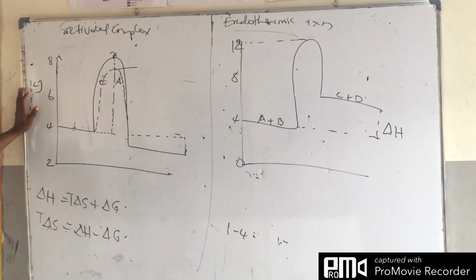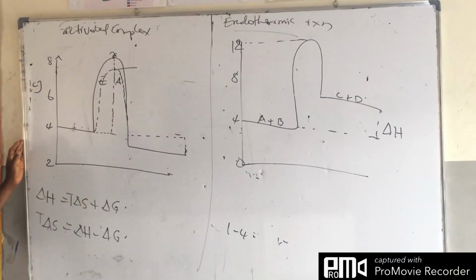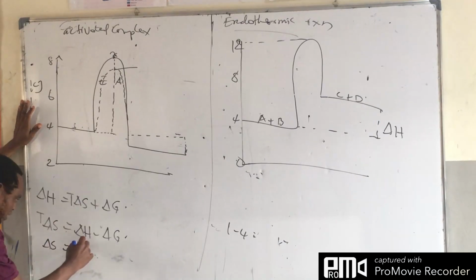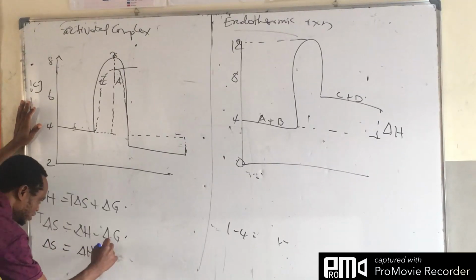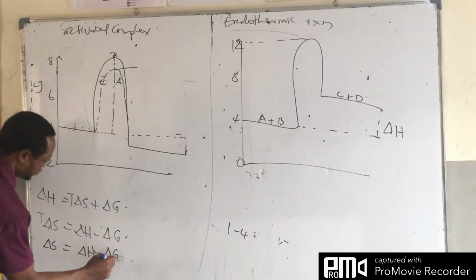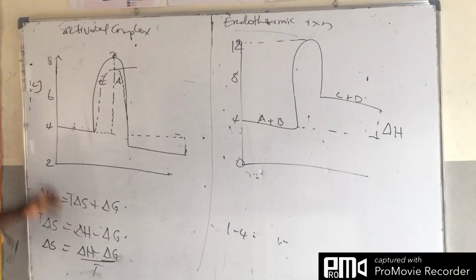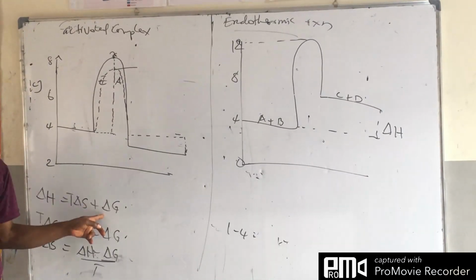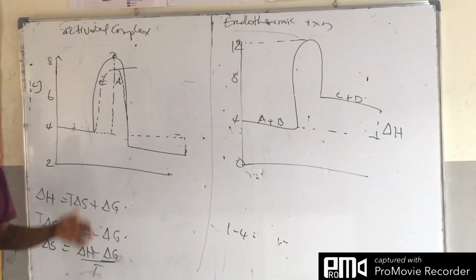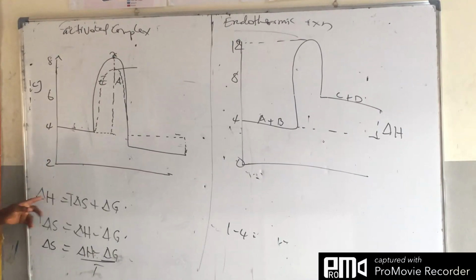If you have to find only the change in entropy, delta S is equal to delta H minus delta G, over T. So that's the formula. With this formula, you can find entropy, enthalpy, and Gibbs free energy. This formula connects the three of them. That's why it's very important. Some call it the heat content of the system, some call it total internal energy, some call it enthalpy.